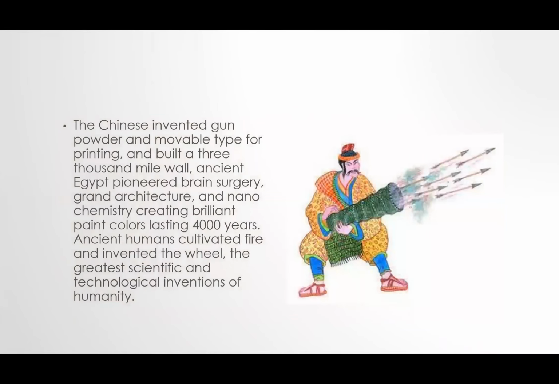The Chinese invented gunpowder and movable type for printing and built a 3,000-mile wall. Ancient Egypt pioneered brain surgery, grand architecture, and nanochemistry, creating brilliant paint colors lasting 4,000 years. Ancient humans cultivated fire and invented the wheel, the greatest scientific and technological inventions of humanity.